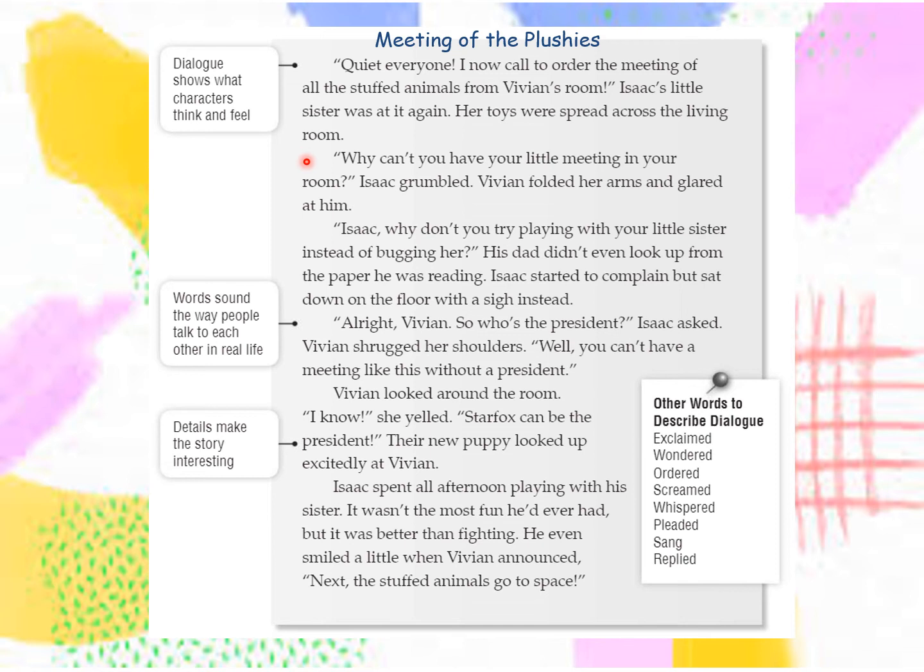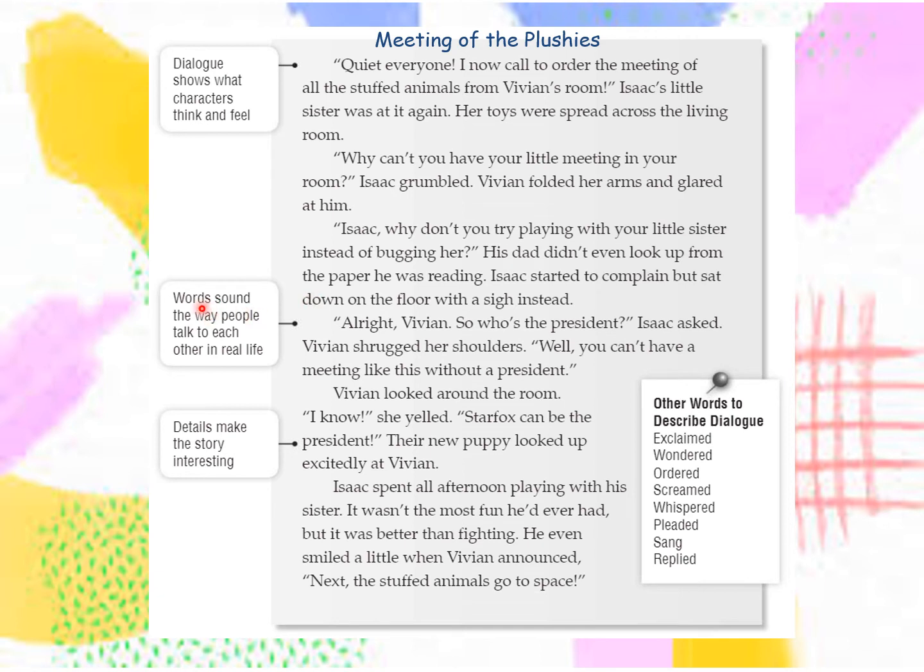You can add some more information or you can take out information that you think would not work for your narrative. "Why can't you have your little meeting in your room?" Isaac grumbled. Vivian folded her arms and glared at him. "Isaac, why don't you try playing with your little sister instead of bugging her?" His dad didn't even look up from the paper he was reading. Isaac started to complain but sat down on the floor with a sigh instead.